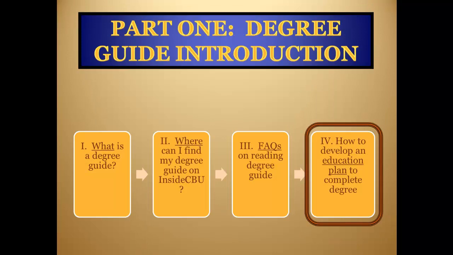We've reached the last section on our outline, how to develop an education plan to complete your degree. A common misperception we often hear from students is that they believe they should complete their general education requirements and then complete their major classes. However, we recommend that you prioritize your plan differently. I will explain on the next slide.